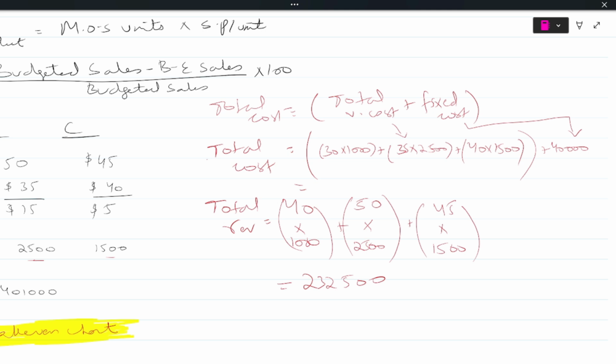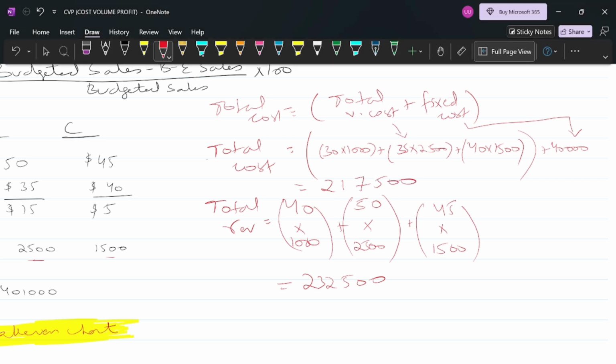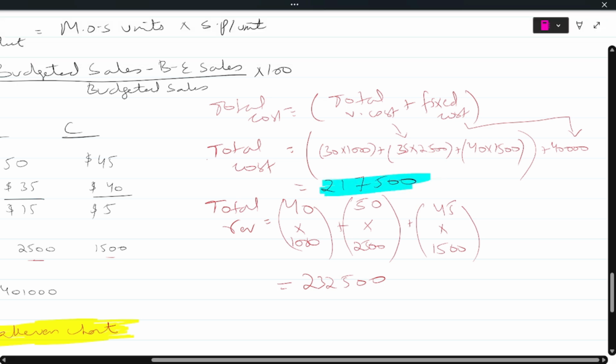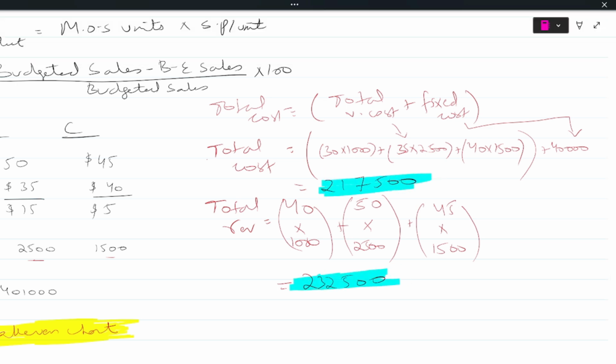So let's see what is our total cost. 30 times 1,000 plus 35 times 2,500 plus 40 times 1,500 plus 40,000. So that comes out to be 217,500. That is our total cost. Okay. So we have our total cost as 217,500. And we previously calculated our total revenue as 232,500. But right now we are concerned with total cost, which is 217,500.